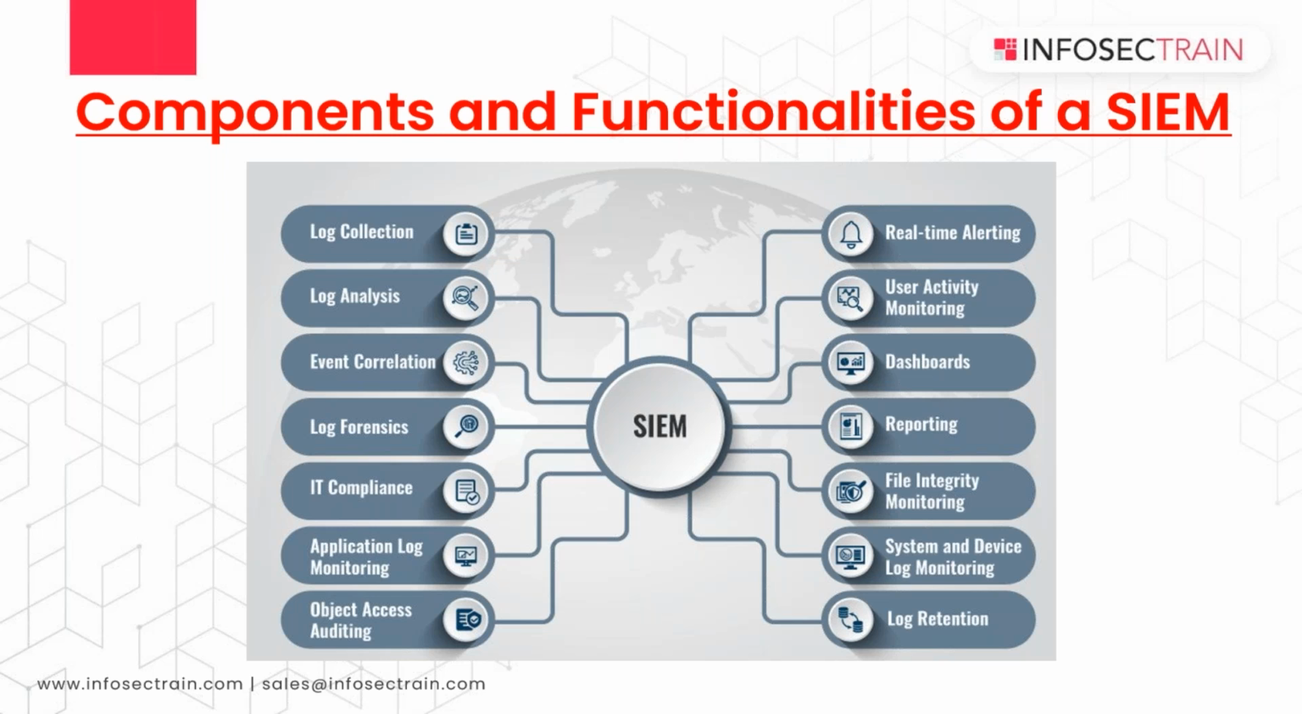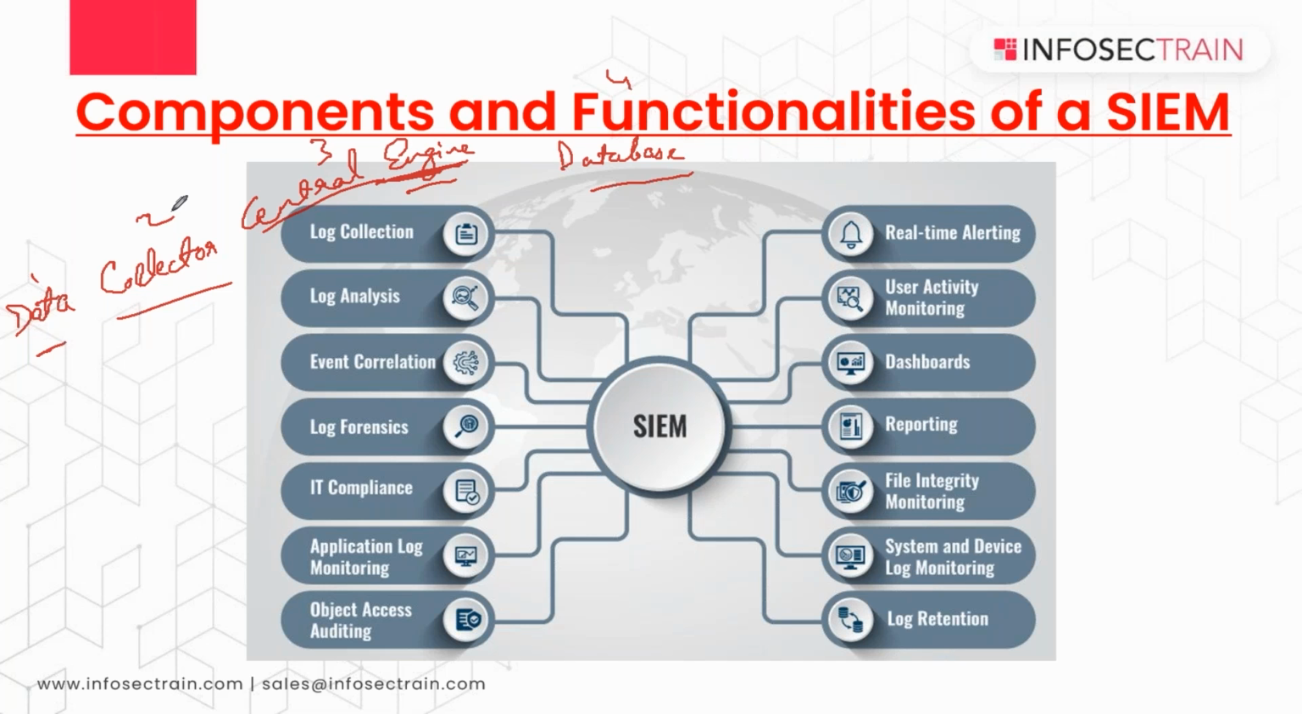Basically, SIEM solutions are typically divided into 4 sections: data, collector, central engine, and database. These 4 things are there generally in a SIEM. When you talk about data, it could be anything; your security devices are included here, like firewall, antivirus, IPS, HIPS.